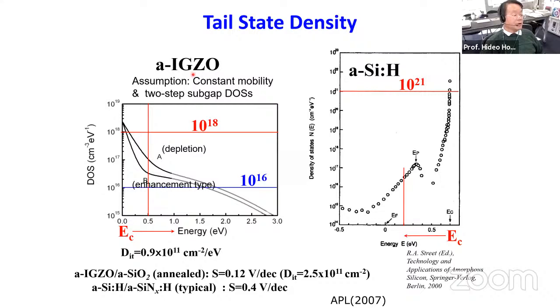This is a case of the amorphous oxide. The bottom of the conduction band is here, and the Fermi level is located here. From here to here, the maximum trap density is 10 to the 8th, three orders less. That's why we can easily upshift the Fermi level beyond the conduction band minimum. As a consequence, band conduction occurs, so we can obtain the large electron mobility even in the amorphous state.